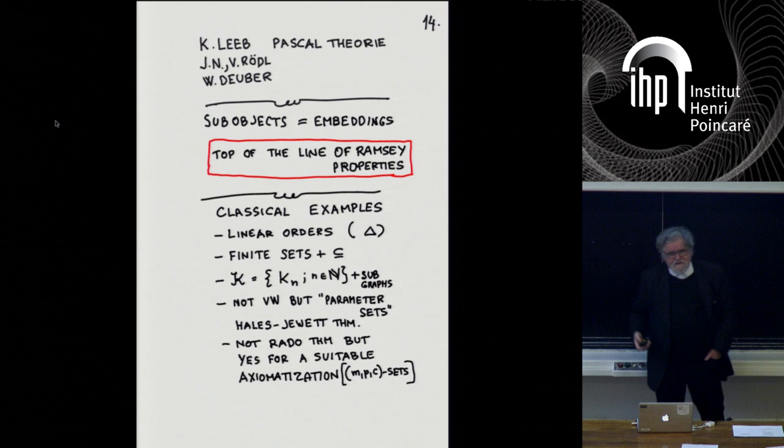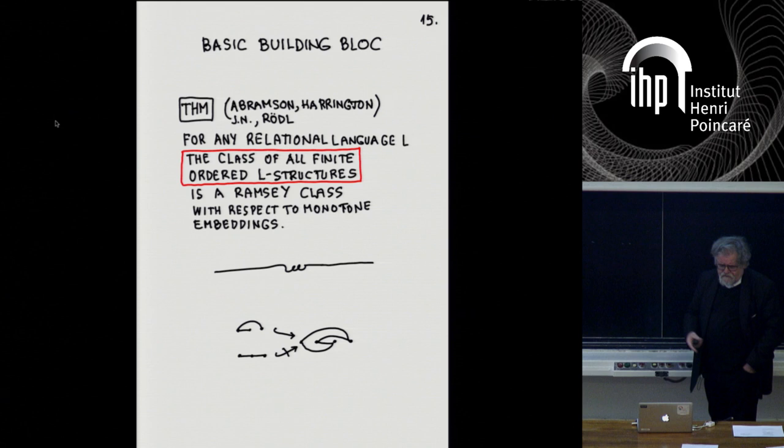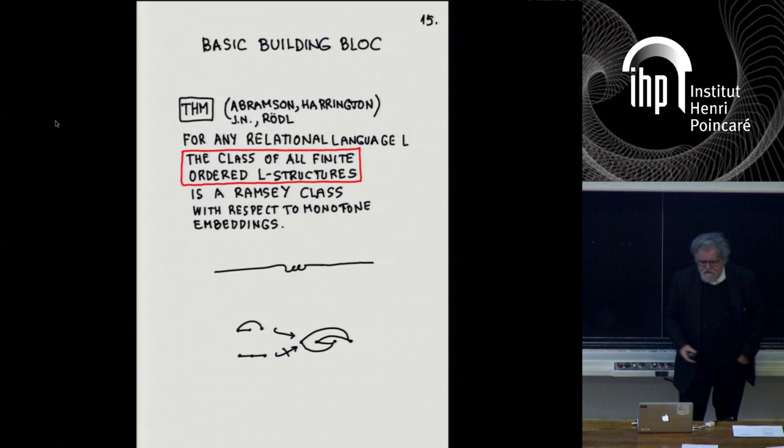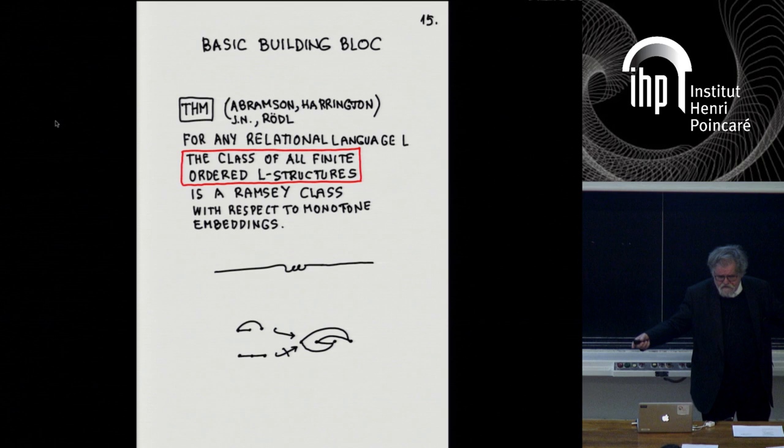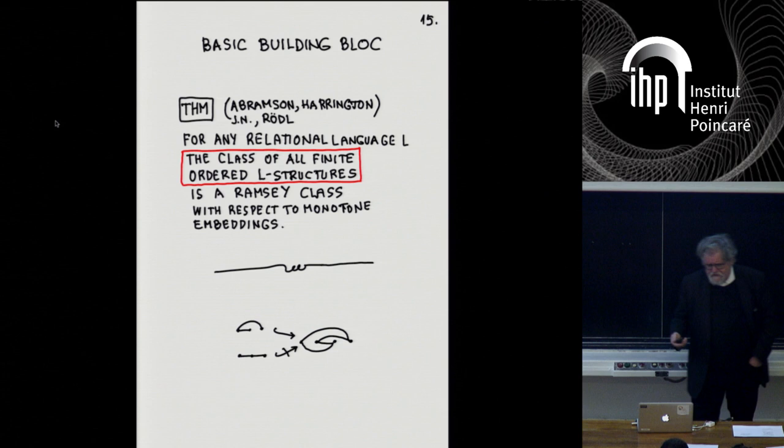The basic building block for this line of research, in the model theory setting, is the theorem that, in full generality for a relational language, the class of all finite ordered structures is a Ramsey class. You put an ordering on the structures, so they are linearly ordered, sitting on segments of integers, for example. So the class of all finite ordered L structures in a given L is a Ramsey class. The ordering is the line.